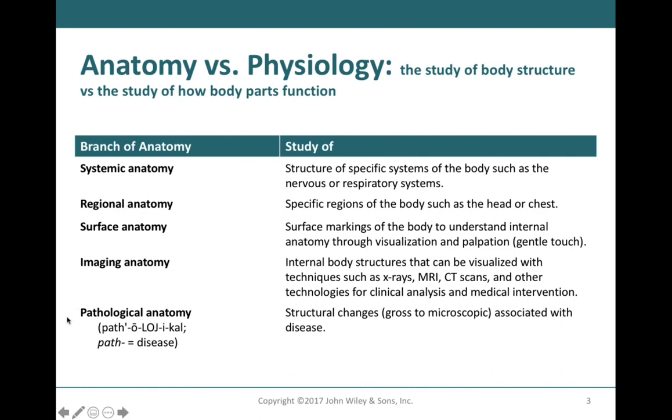Pathological anatomy, this word here, pathological, refers to some type of disease. So pathological anatomy refers to some type of structural change or disorder that's going to be causing some type of disease, or that might be associated with some type of disease. So these are two examples here. Imaging anatomy is going to be another example that we have.